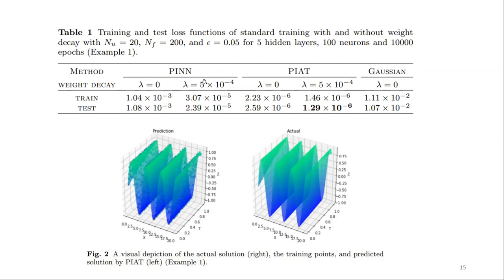In this column, you can see the results of PINN when we don't have weight decay. And here are the results of adversarial training, also without weight decay. As you can see, the results of adversarial training are better than PINN. Also, after using weight decay, the solution is better. The accuracy is better for both PINN and adversarial training. Here we have also considered the Gaussian noise, and you can see that the error of adversarial training is better than Gaussian noise.